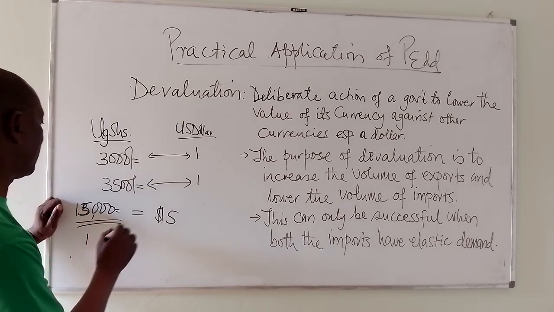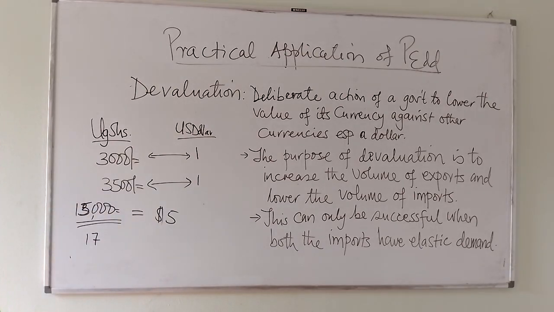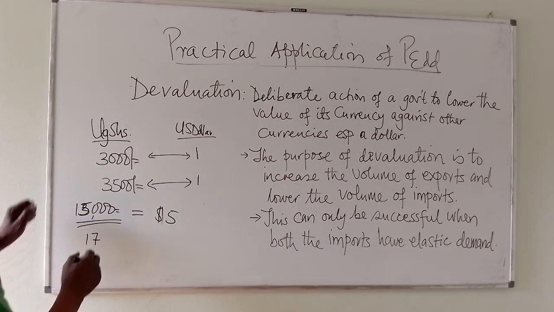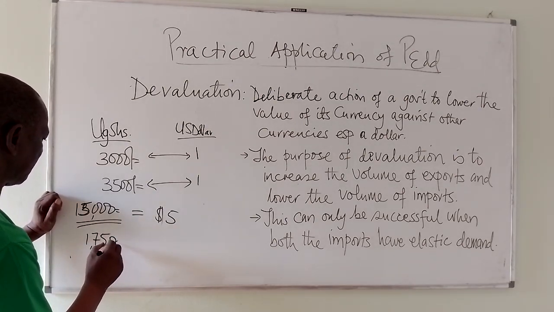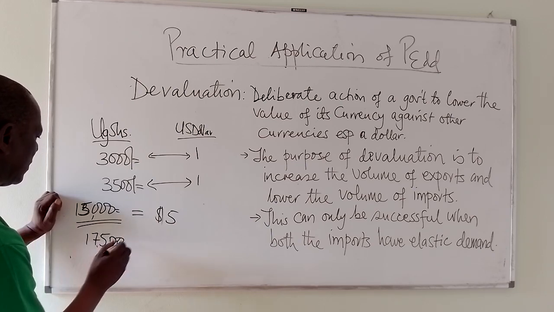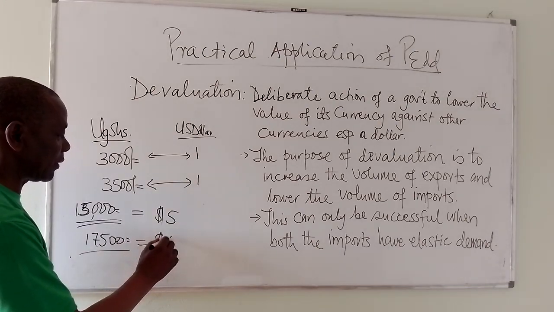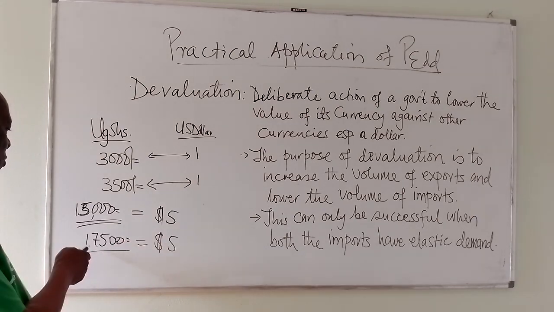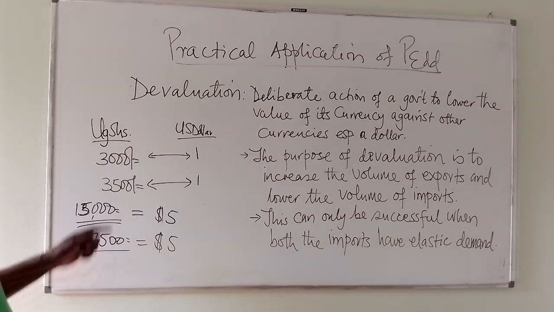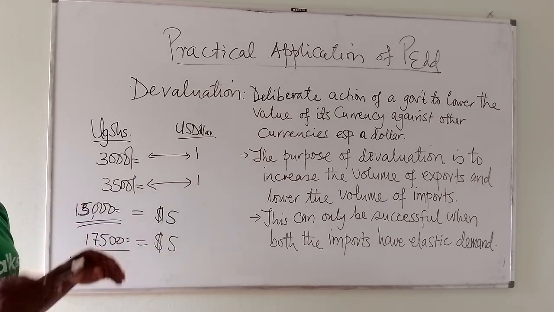Now you need 1,750 more, so 15,750. That's what you need now. Actually, because the dollar has not changed, the price of the shirt has not changed. It is still $5. But because you are buying the dollar more expensively, now you need 17,500 to buy the same shirt. Before you needed 15,000 to buy the same shirt.